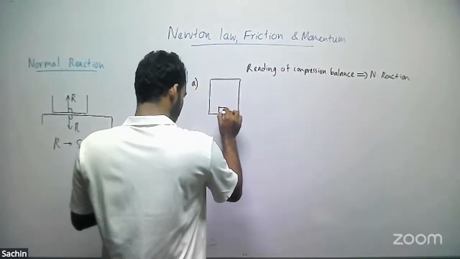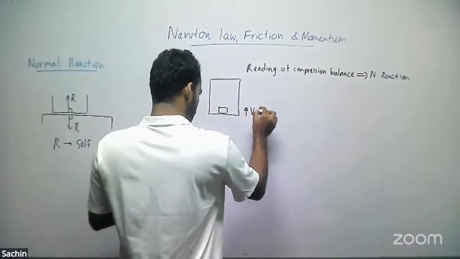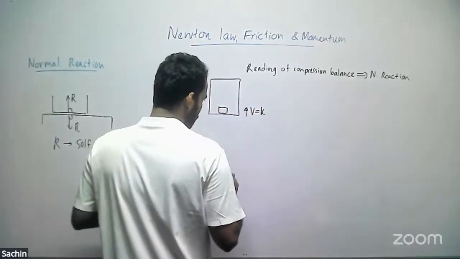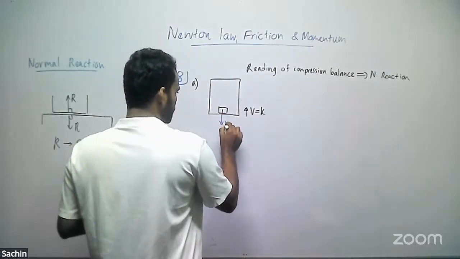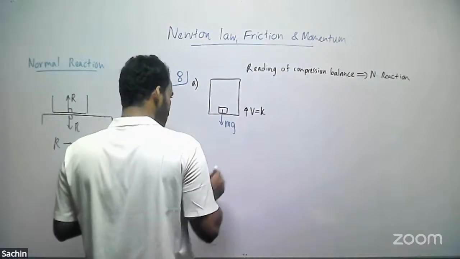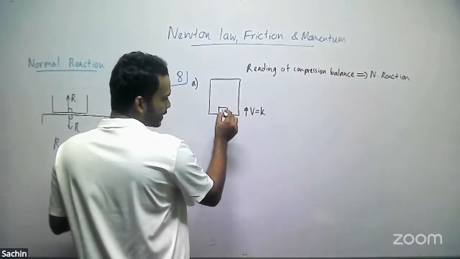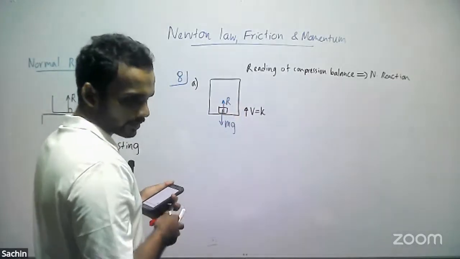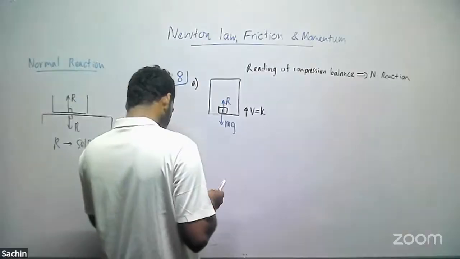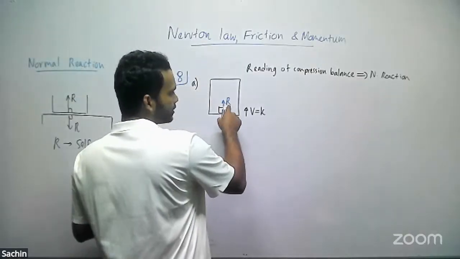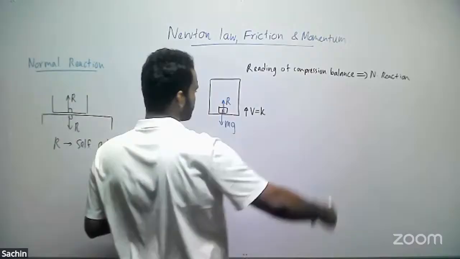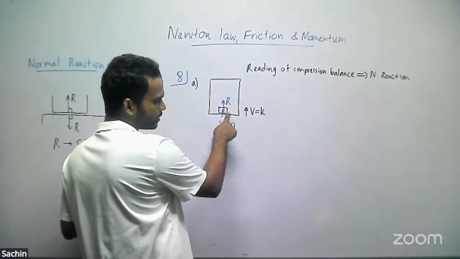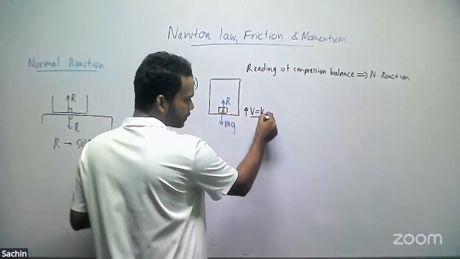First one, the elevator is moving at a constant velocity. So I'm going to mark the forces on this object. Definitely there is the weight, and then due to this contact there is the normal reaction. So we want to calculate this reaction, then only we will get the reading. How do we get the reaction? I just have to consider the motion of this object moving at a constant velocity.